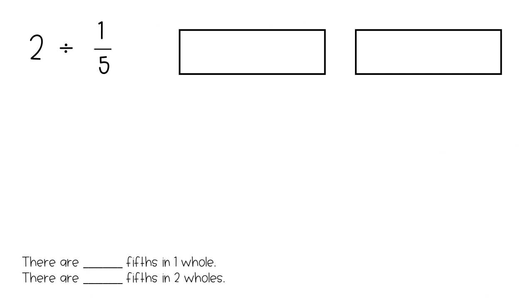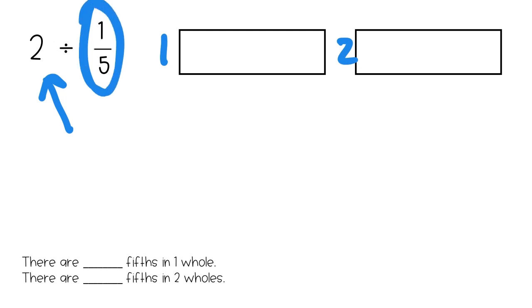2 divided by 1/5. Let's start with my 2 wholes. I have my 2 wholes here. 1 whole, 2 wholes. Each of those wholes needs to be split up into fifths. Okay? 1/5, 2/5, 3/5, 4/5, 5/5. 1/5, 2/5, 3/5, 4/5, 5/5.